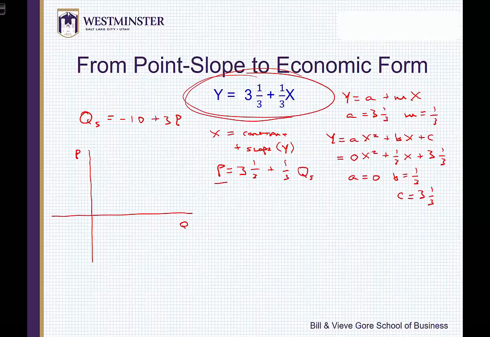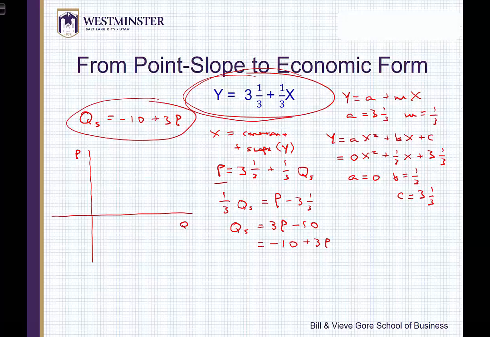So to do that, let's rearrange the equation. We'll say 1/3 qs is equal to p minus 3 1/3. All we did was subtract 3 1/3 from each side of the equation, and then flip the equation. Well, to isolate qs, or to solve for q, we're going to multiply each side of the equation by 3. It's going to leave us qs is equal to 3p minus 10, or if we rearrange, qs is equal to -10 plus 3p, which is the same equation I put up over here a few minutes ago.